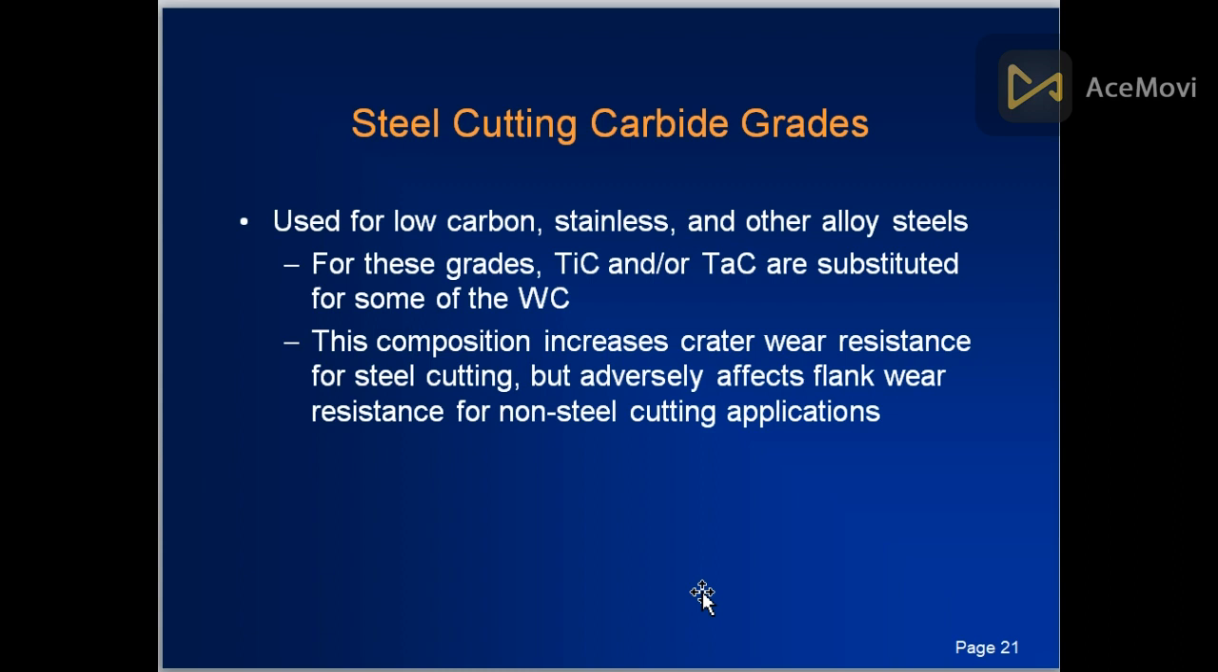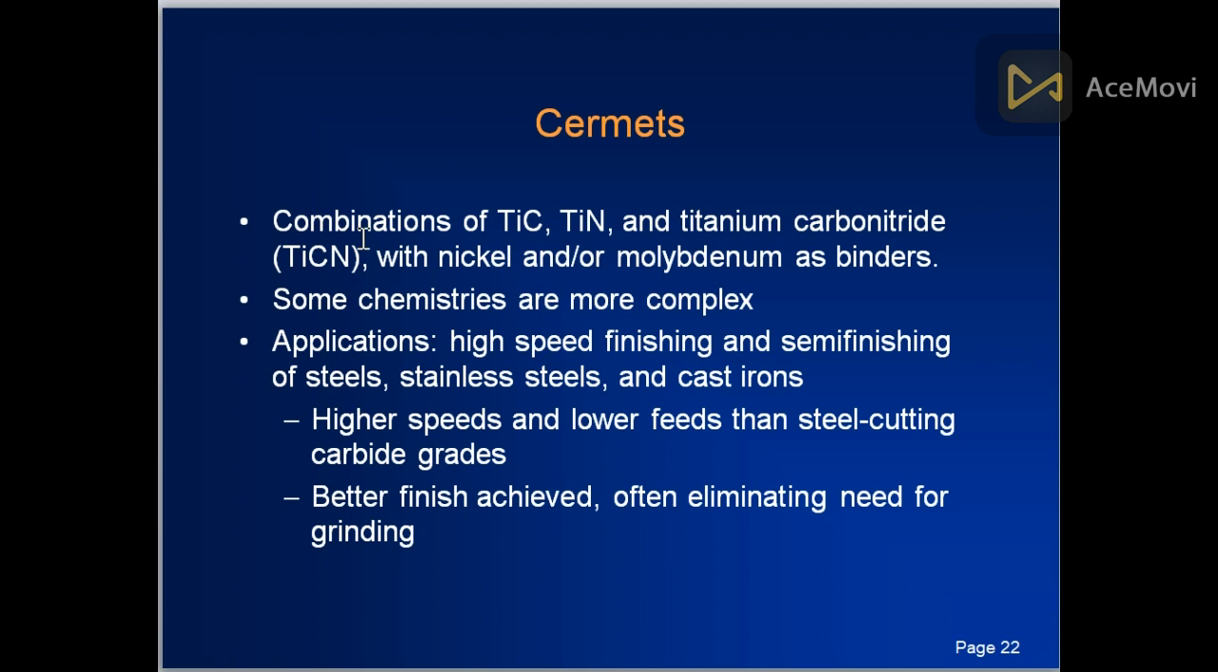Steel cutting carbide grades are used for low carbon, stainless, and other alloys. For those grades, TiC and/or TaC are substituted for some of the tungsten carbides. Cermets are a combination of titanium carbide and titanium carbonitrides, etc., with nickel and/or molybdenum as binders. Some chemistries are more complex.